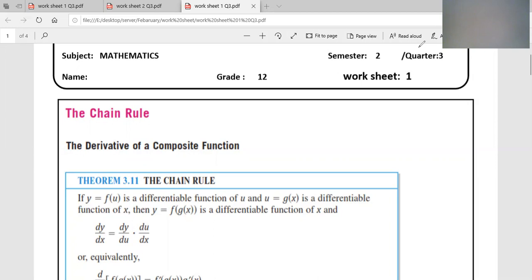As you see today, inshallah, we will complete the previous lesson, which is talking about the chain rule. As you know, we use this rule to find the derivative of a composite function. Okay, let's continue the solution of this worksheet.